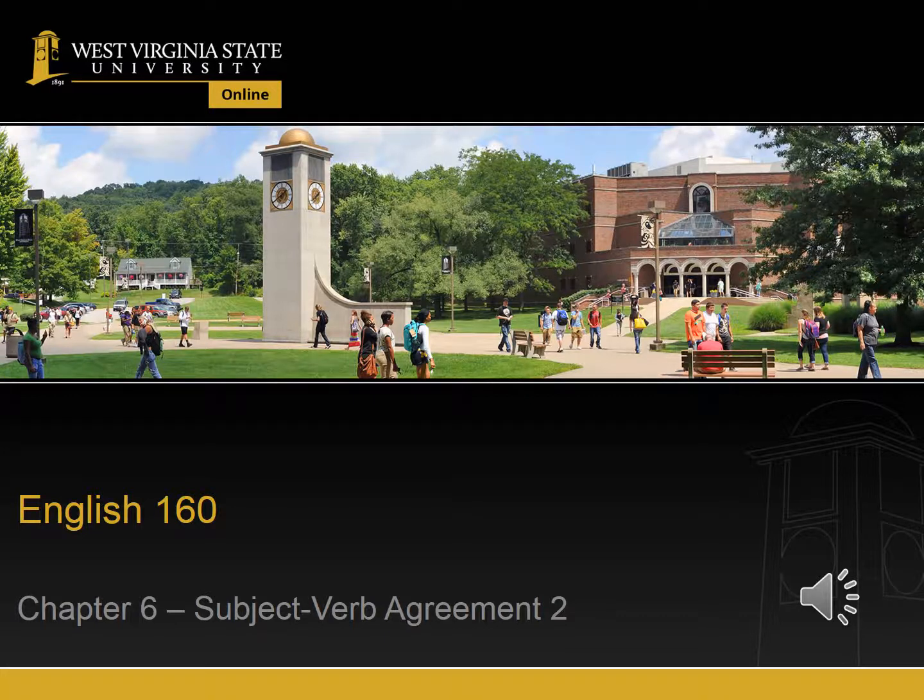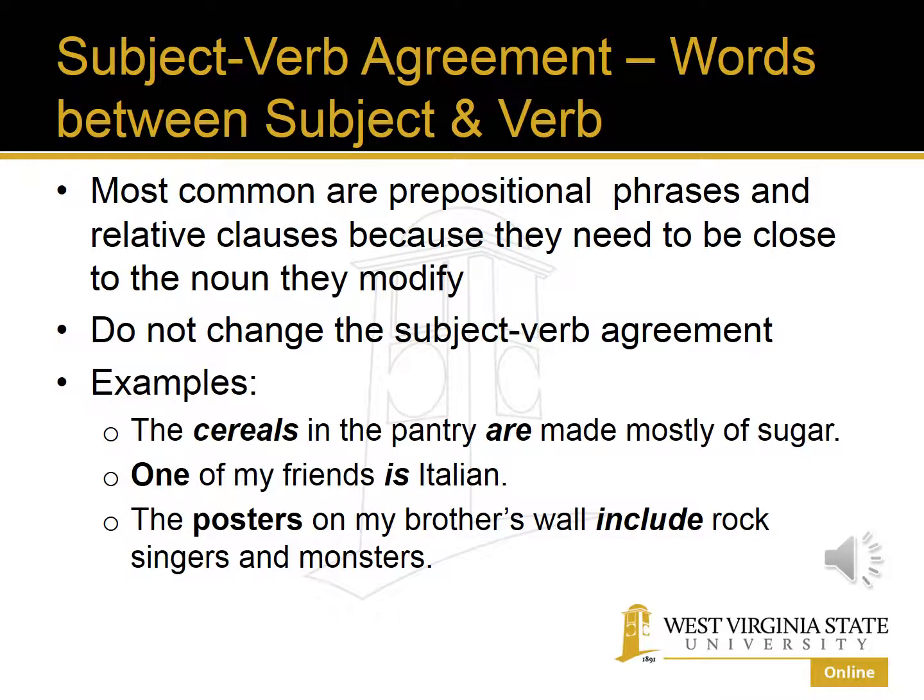In this lecture, let's look at some of the more complicated scenarios that cause subject-verb agreement errors. One of the most common causes of subject-verb agreement errors occurs when words come between the subject and the verb. So we have to keep in mind that interrupters do not change the subject-verb agreement.